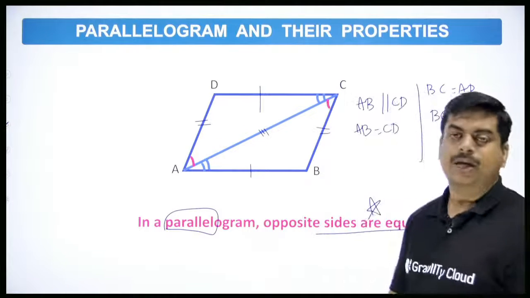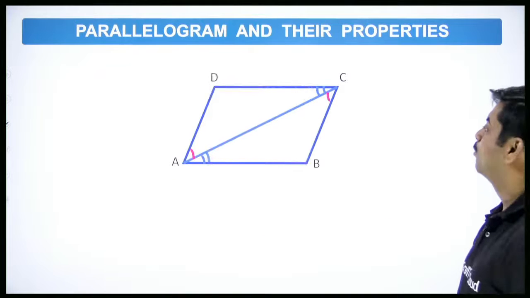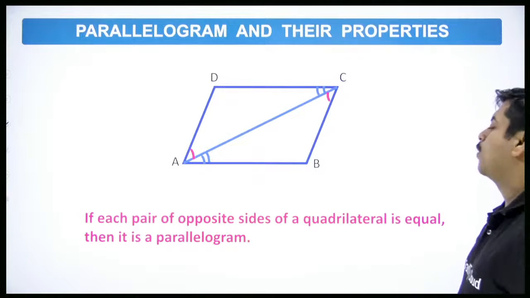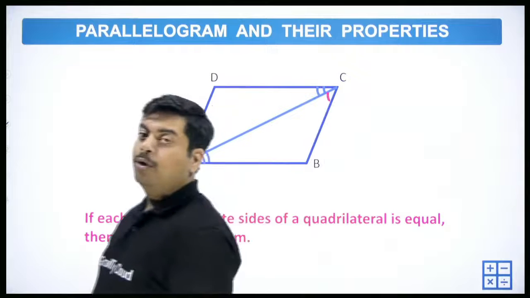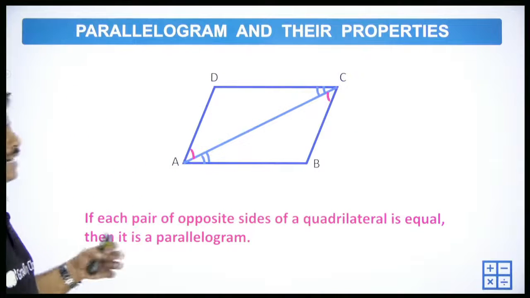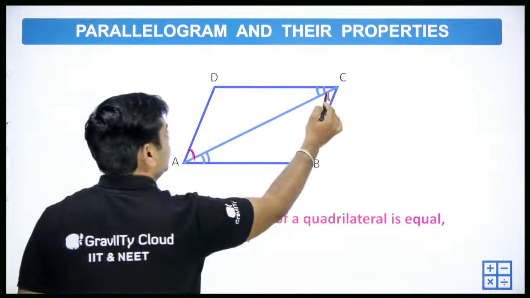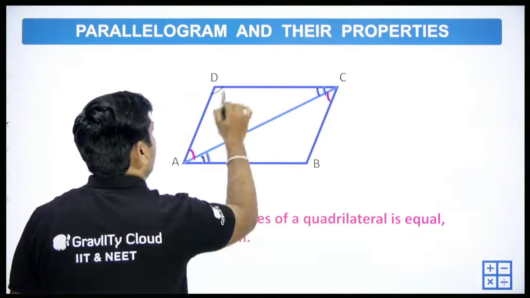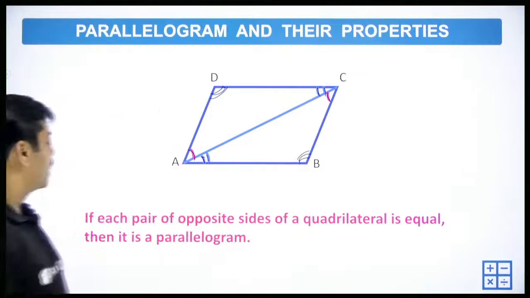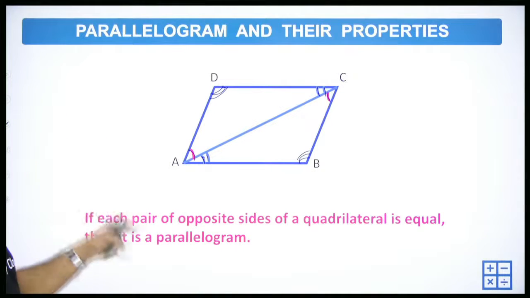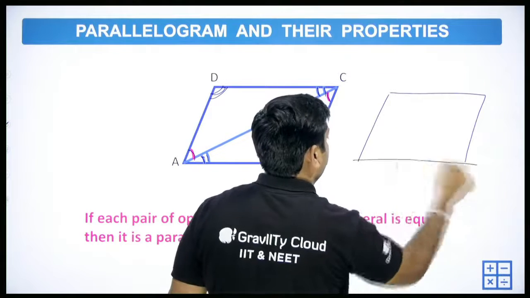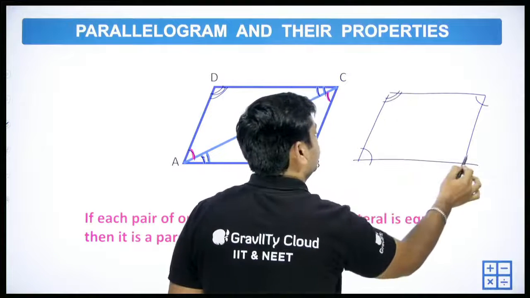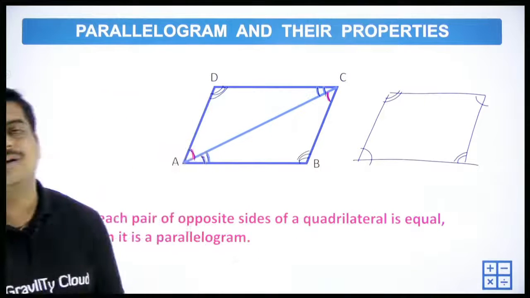Okay. The next point about parallelograms and their properties. If each pair of opposite sides of a quadrilateral is equal, then it is a parallelogram. You can see here, this one and this one, these two and these two. If all these are equal, okay. If each pair of opposite sides of a quadrilateral is equal, then it's a parallelogram. Once again, in a quadrilateral, each pair, so this one and this one should be equal and this one should be equal to this one. So it is enough to say that it is a parallelogram.